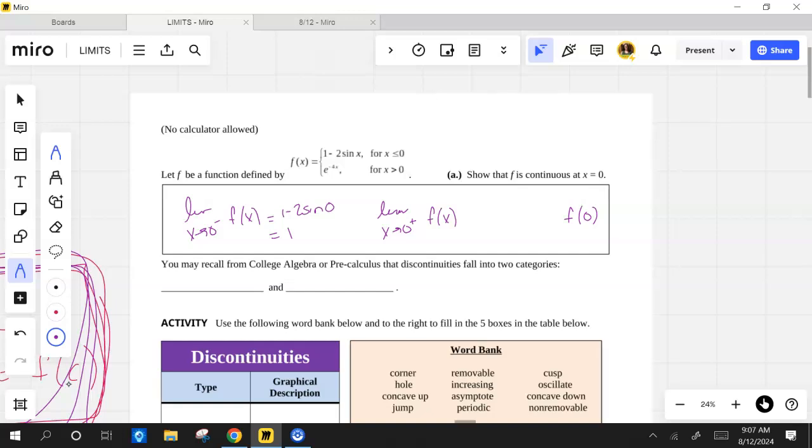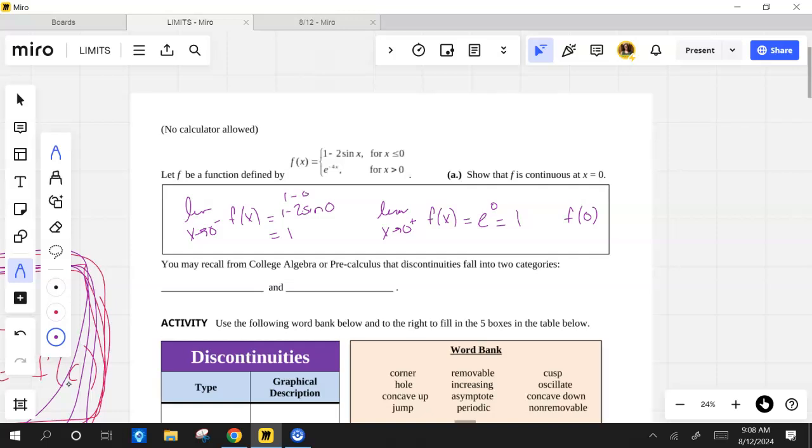How about the right-hand limit? Well, it'll be 1 minus 0, e to the 0. What is that exponent? Negative 4 times 0. So e to the 0, which is 1.